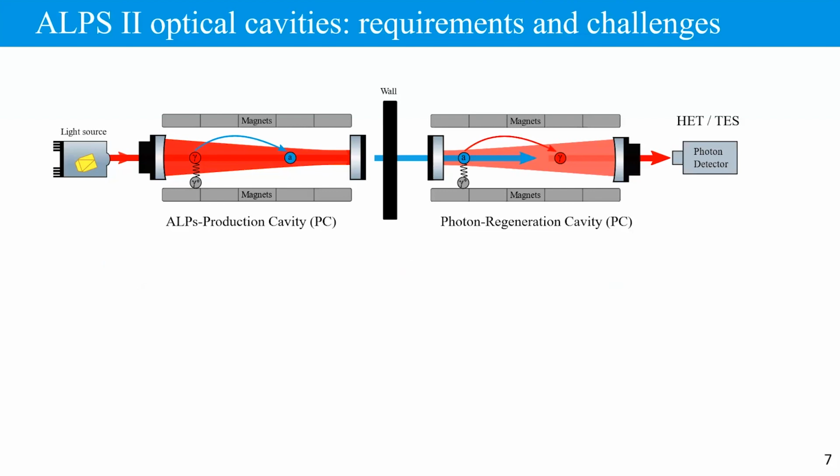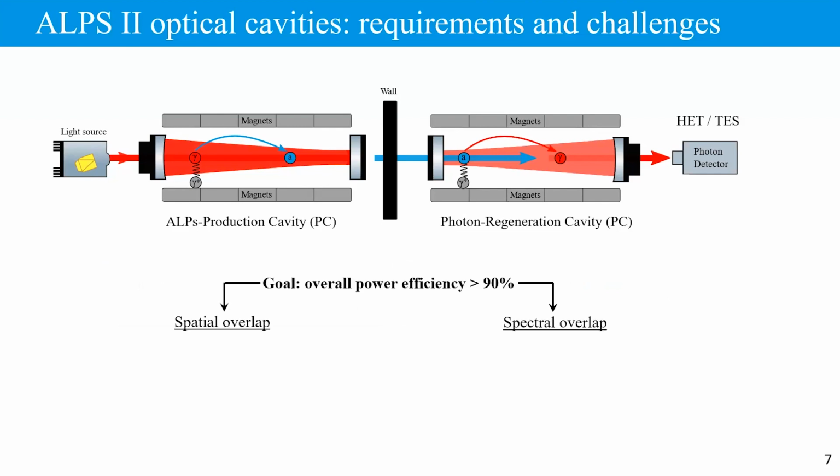Okay, so using optical cavities is not as easy as it sounds, actually. We have a lot of strict requirements on the cavity. So what do we need to deal with? First of all, as you can imagine, the regenerated photons within the regeneration cavity are identical to the ones in the production cavity. Due to energy and momentum conservation, it has to be like that. Which means that we have to make sure that the field from here also resonates here to get a power buildup.